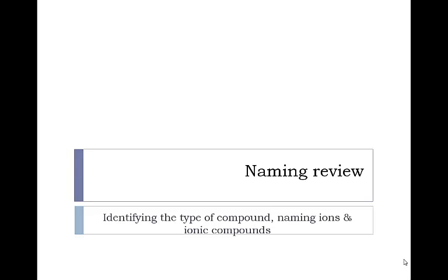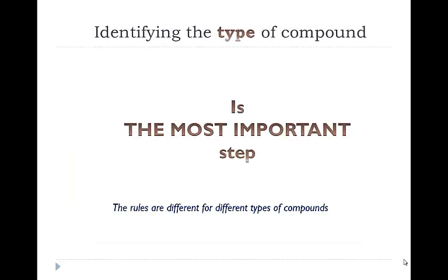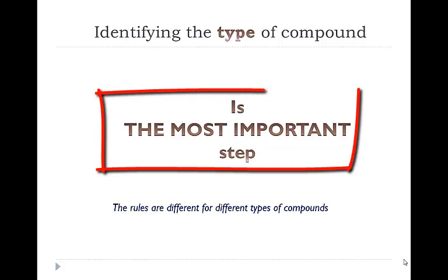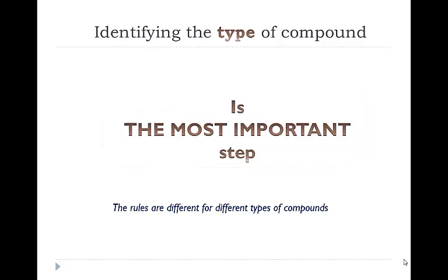This lecture is about, first of all, identifying the type of compound, naming ions, and naming ionic compounds. The first and most important step is to identify the type of compound. If you can't identify the type, you can't name it, because the rules are different for different types of compounds.